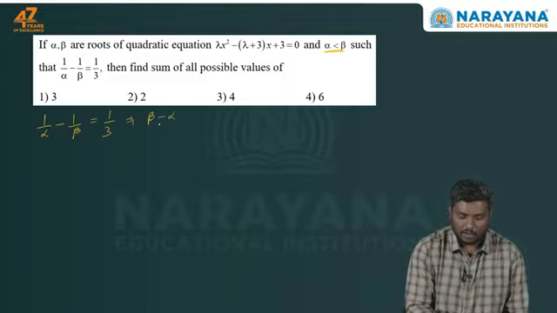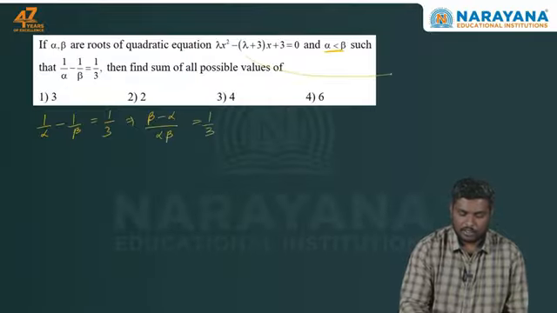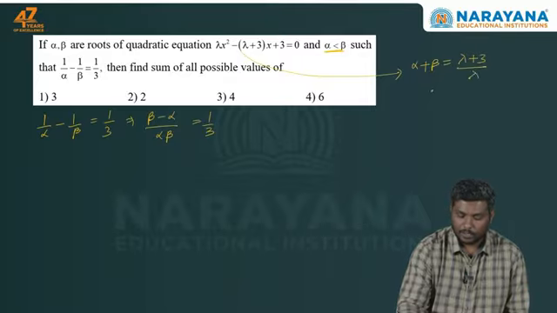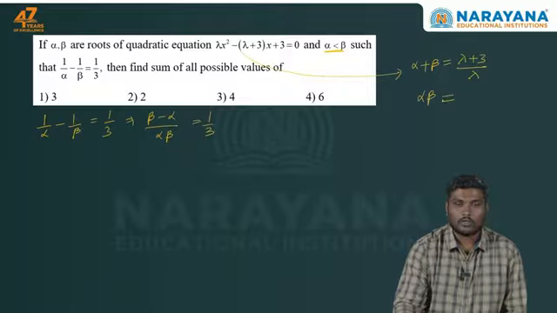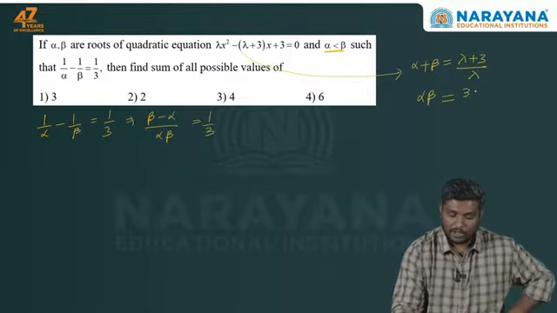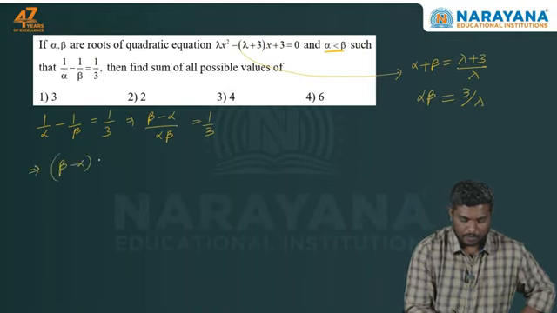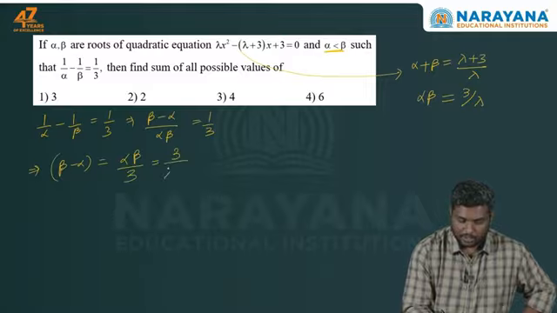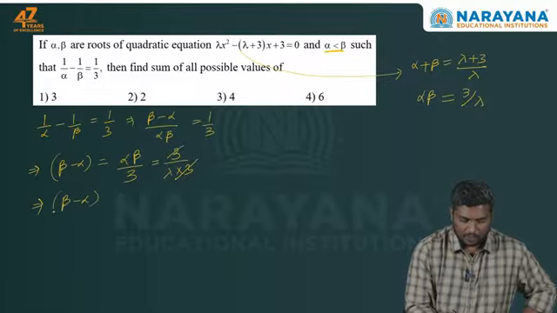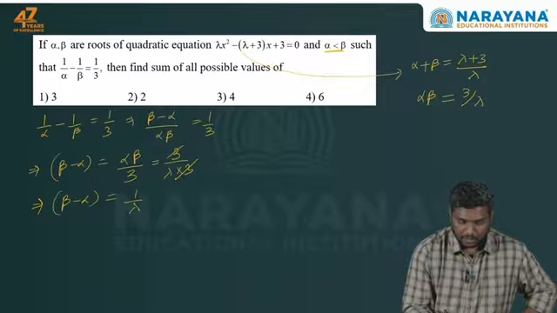Beta minus alpha by alpha beta is equal to 1 by 3. So from this equation, one can easily identify what is alpha plus beta, which is lambda plus 3 by lambda, and what is alpha beta, the product of the roots. The product of the roots is 3 by lambda. Now beta minus alpha is equal to alpha beta by 3. What is alpha beta? 3 by lambda into 3. 3 cancel out. So guys, we are getting beta minus alpha is equal to 1 by lambda.